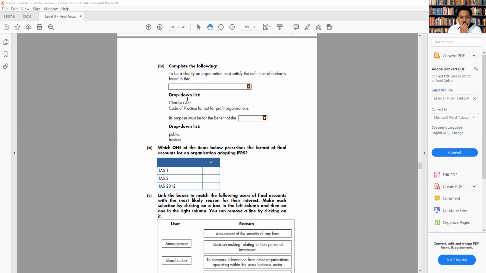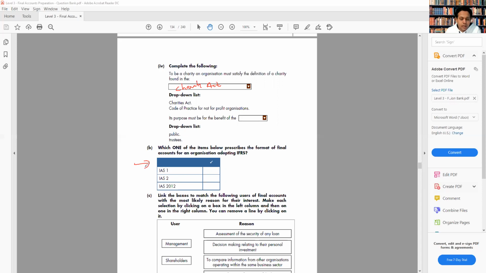Complete the following sentence. It says the charity organization must satisfy the definition of a charity found in where? The Charity Act or the Code of Practice for the Non-Profit Organization. So a charity will be run following the Charity Act. Charity Act. Then we have the next one.